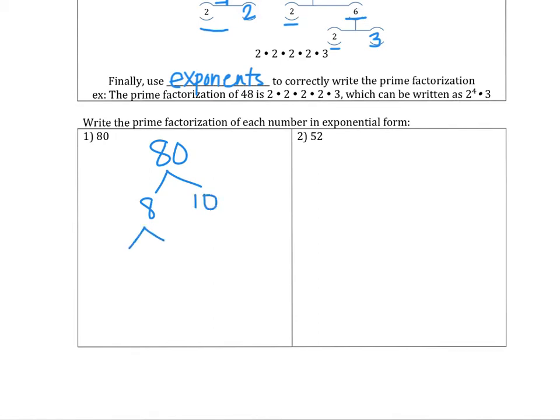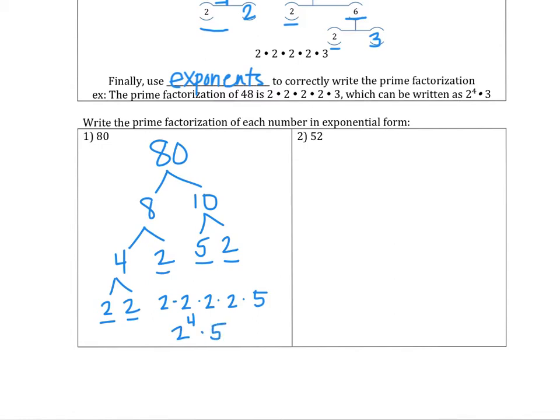I'm going to break 8 down into 4 times 2, and I'm going to break 4 down into 2 times 2. Now that's as far as it will go because I've broken it down into primes. And then I just underline them so I know that I'm done with them. 10 I have to break down into 5 times 2. That's prime. So now I have everything broken down into primes as far as it will go. Now I have to collect them all together, and that is 2 times 2 times 2 times 2 times 5. And that is the same as 2 to the 4th power times 5.